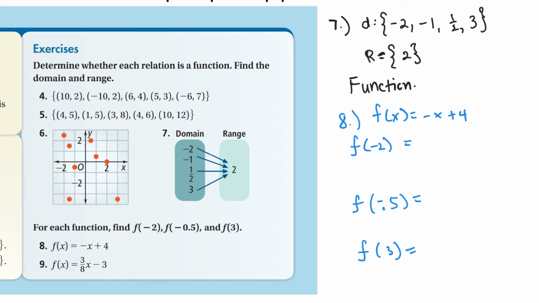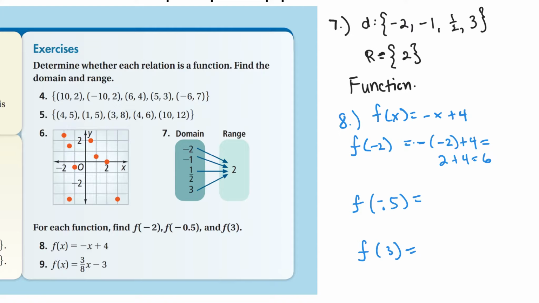So what you're going to do is replace the x with the input. In this case, you got to be careful. You have a negative, and then you have -2, plus 4. So when you have a minus and a -2, that becomes a 2. So you have 2 plus 4, which gives you 6. So the input is -2, the output is 6.